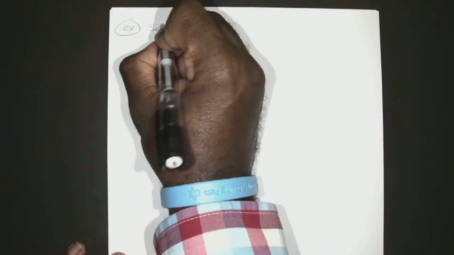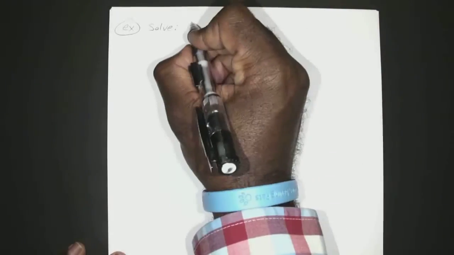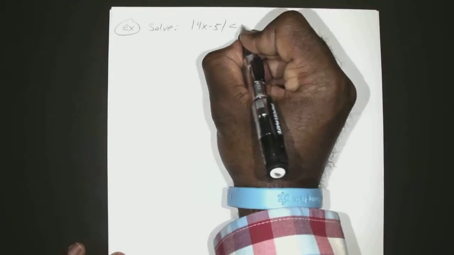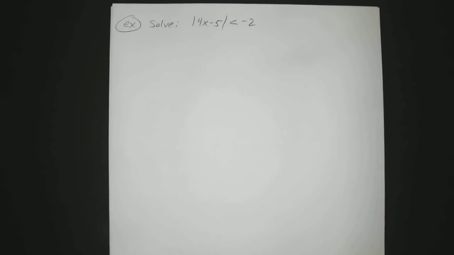All right, so let's say for our next example, you wanted to solve absolute value of 4x minus 5 is less than -2. All right, now I'll give you a few minutes to start on this one.